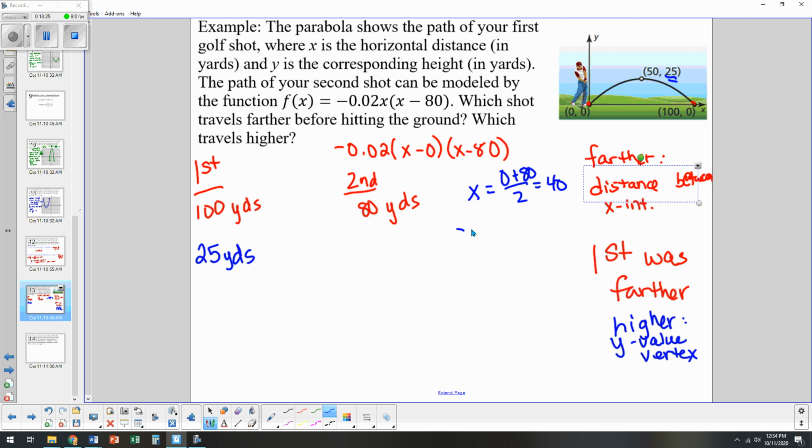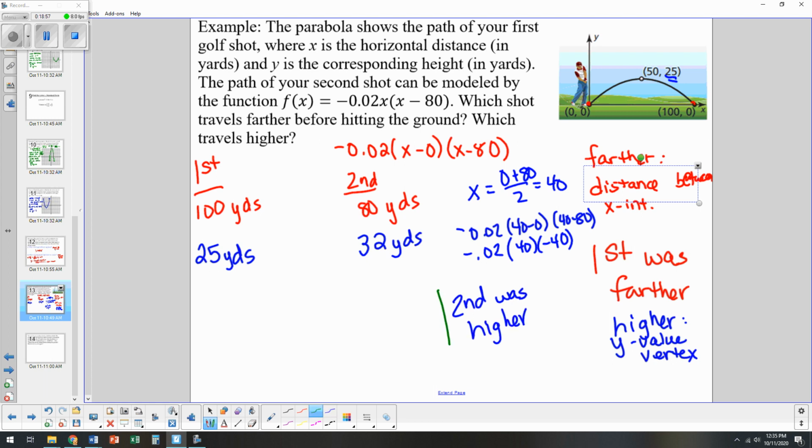And then we're going to plug 40 back in. So 40 minus 0 times 40 minus 80. If we were to do the math here, we end up with a height of 32. So now, comparing which one travels higher, the second was higher, because 32 is higher than 25. All right, we can't just go ahead and answer these without showing our documentation, but this is our final answer. This is documenting that answer.